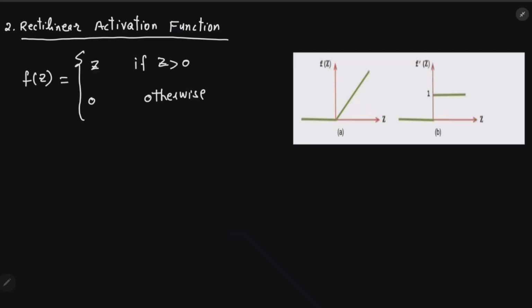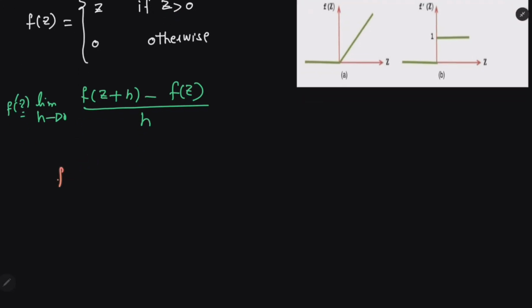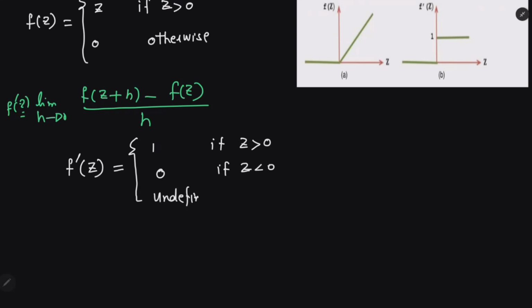On the right hand side, if you apply the definition of derivative, limit h approaches 0, f of z plus h minus f of z over h, on this given rectilinear function, then you will get at the end f dash z is equal to 1 if z is greater than 0, and it is 0 if z is less than 0, and it is undefined if z is equal to 0.